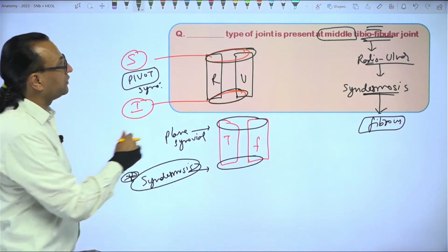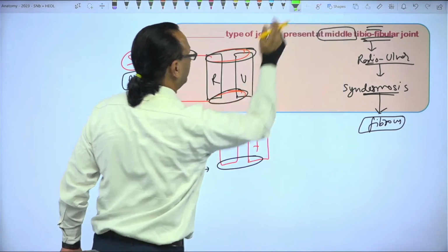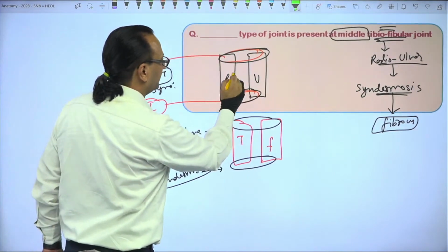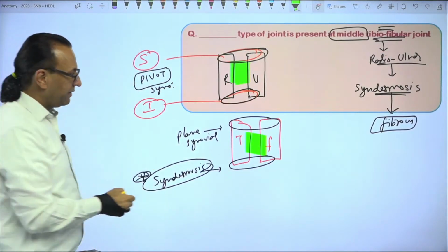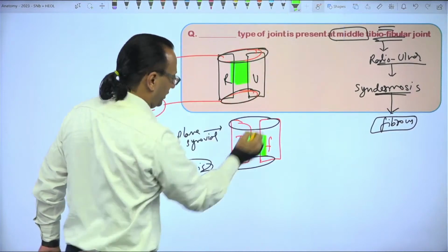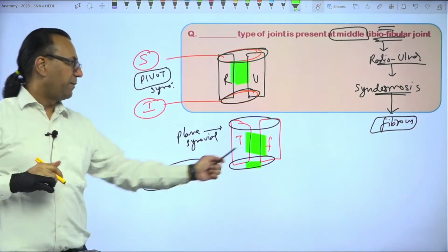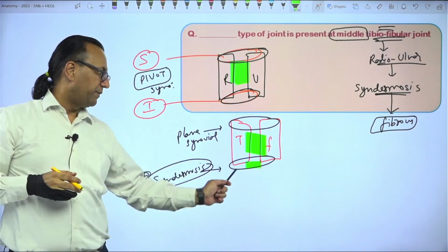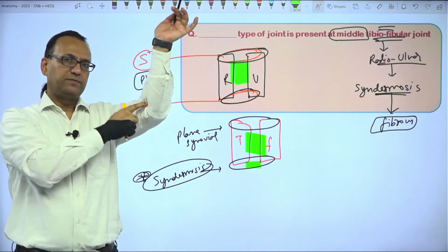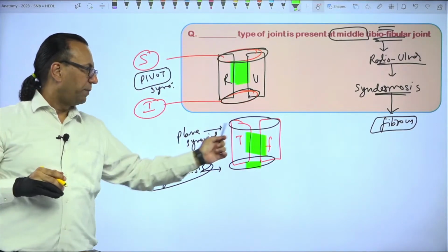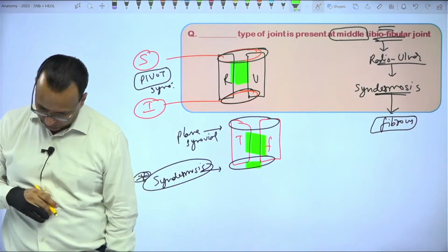The 3 examples of syndesmosis which we have just discussed are the middle radioulnar joint, the middle tibiofibular joint, and even the inferior tibiofibular joint. So middle radioulnar joint, syndesmosis; middle tibiofibular joint, syndesmosis; inferior tibiofibular joint, syndesmosis. Then what is superior inferior radioulnar joint? Pivot synovial. And what is near the knee joint? Superior tibiofibular joint, a plain synovial joint.